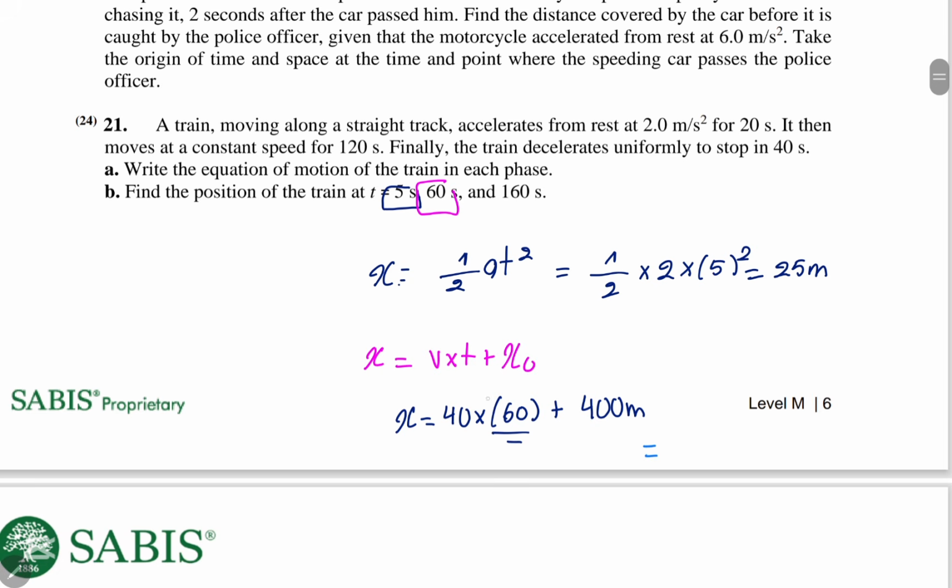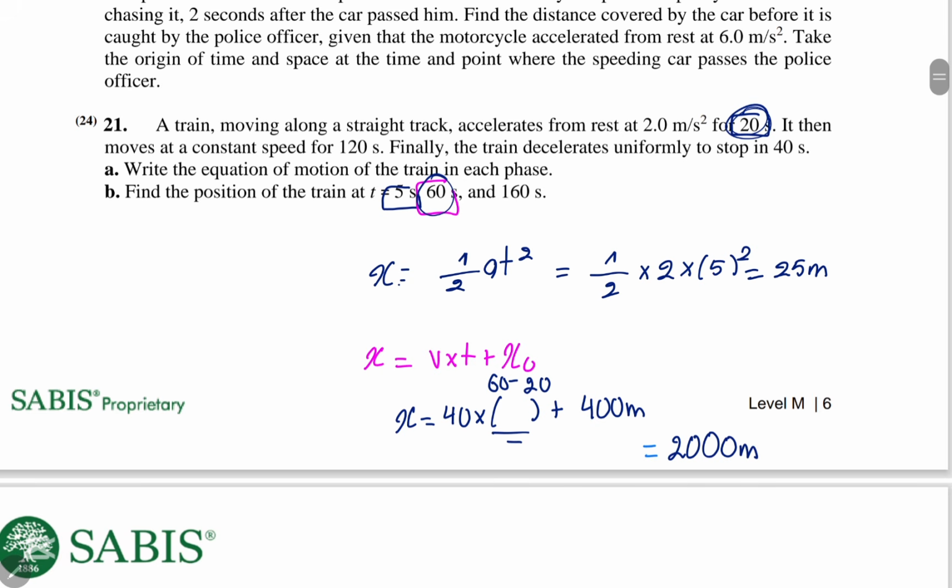Oh, sorry, excuse me. I have a small problem. Wait. The time is actually not 60 seconds. The duration of the period is actually 60 minus 20 seconds, because 60 seconds is when they want us to calculate the position, but 20 seconds is when the first phase of motion ends, until the 60 seconds, which is where they want us to get it from. This is where the traveling is actually happening. So 40 times (60 minus 20) plus 400. So that's basically 40 times 40 plus 400. I got an answer of 2,000 meters.